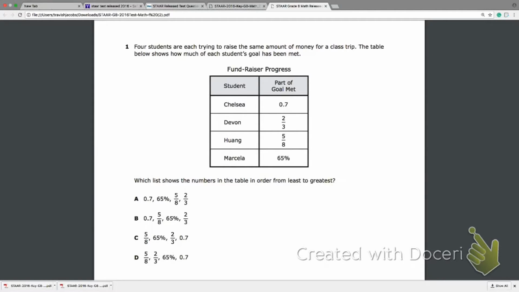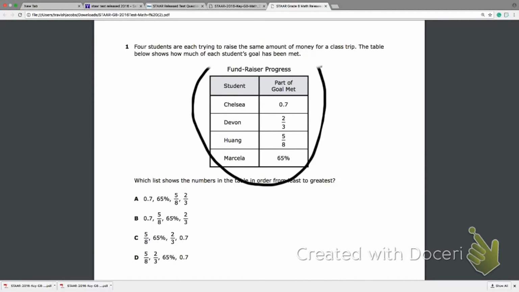Look at the first question from the 2016 March released STAAR test. First thing you'll notice is it's focusing on this table here. So the first thing we would look at is this table, and that's probably going to be our main focus. It does not excuse us from actually reading the problem, so we're going to go ahead and read the problem right now.